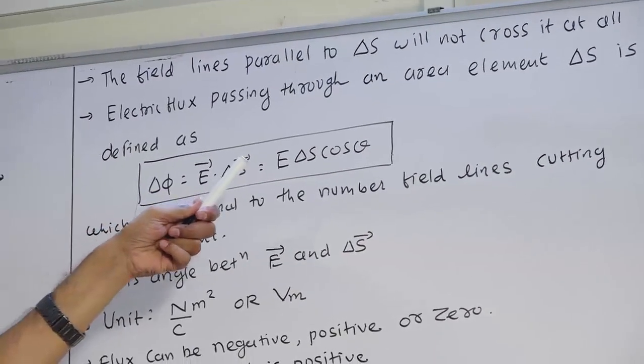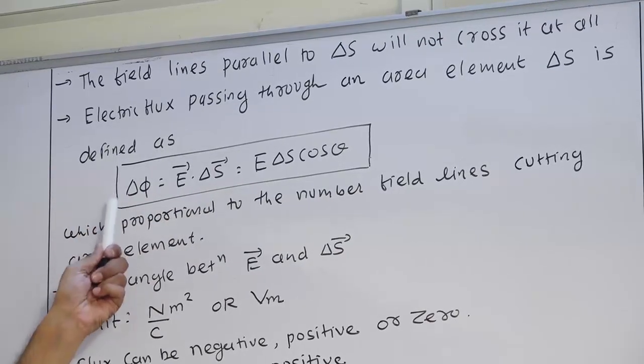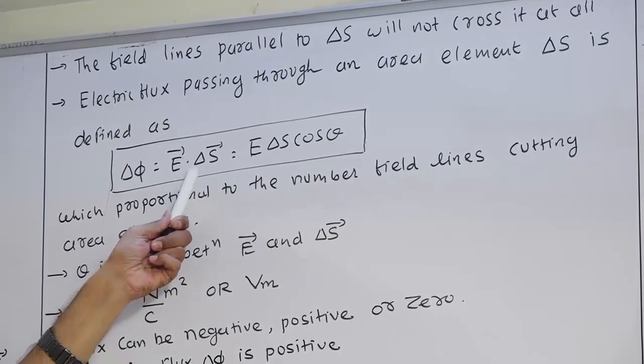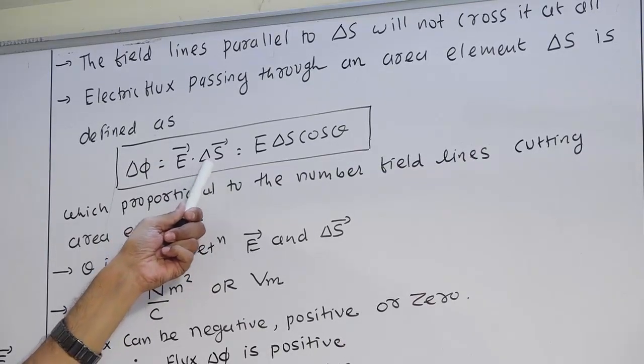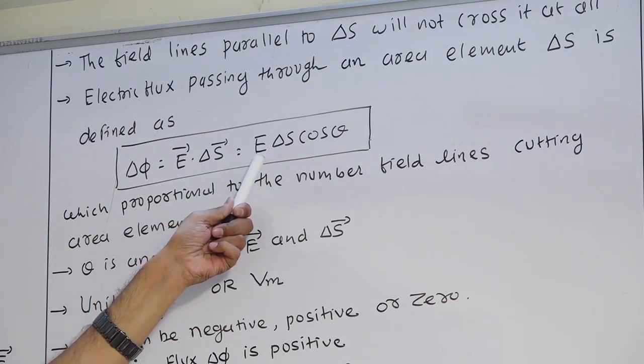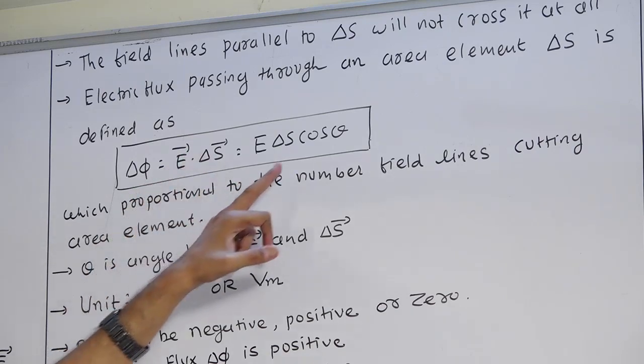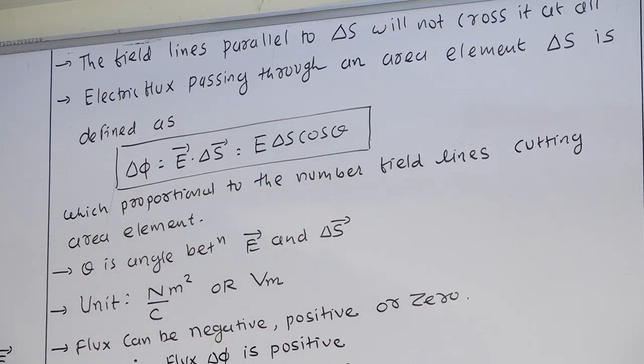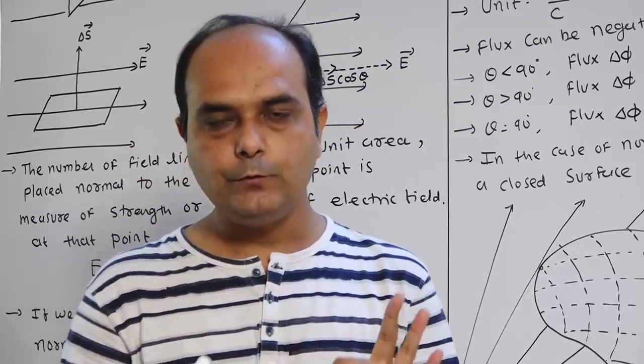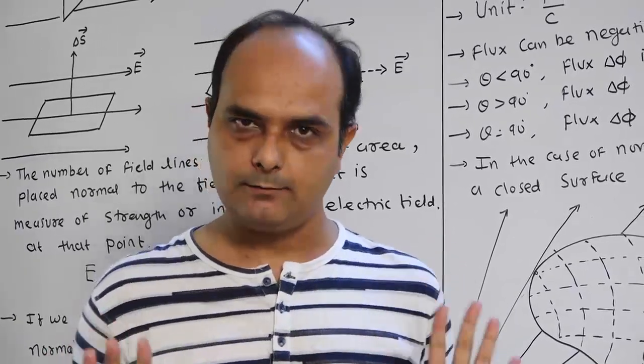Okay, the electric flux passing through an area element delta S is defined as delta phi is equal to vector E dot vector delta S, which expands to E delta S cos theta. It is a dot product between two physical quantities, so by removing the dot, we write cos theta. This equation is applicable when the field lines are uniform. So delta phi is equal to E delta S cos theta.